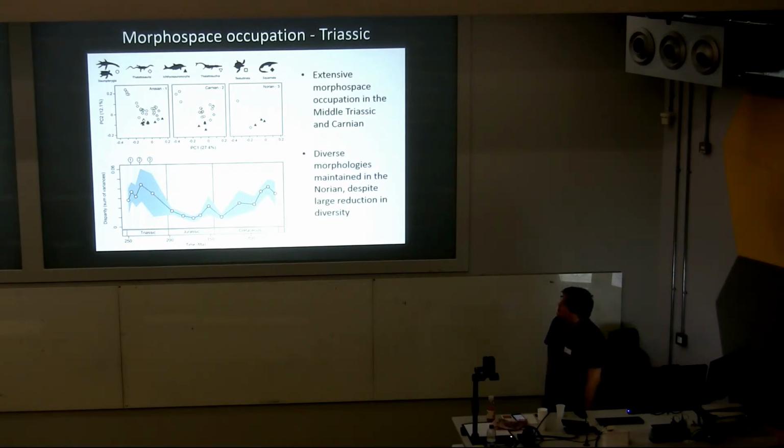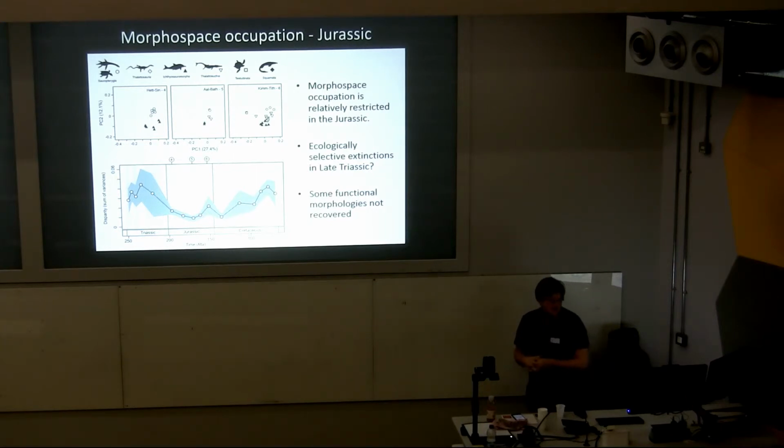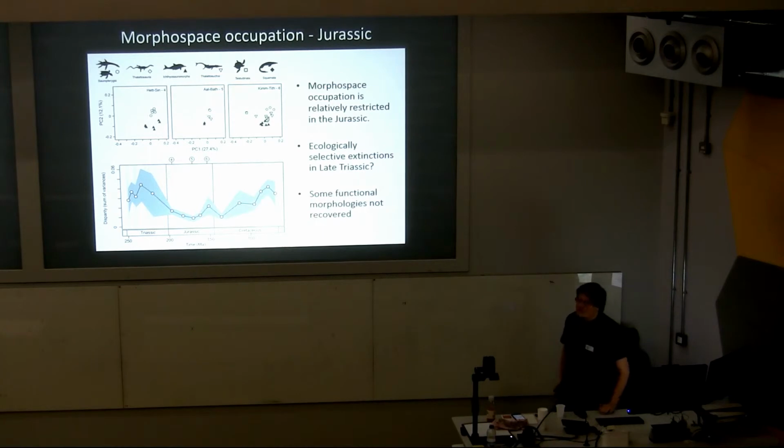But although you have reduced diversity in the Norian, the range of morphotypes seen is still quite large. If you compare this Triassic morphospace occupation to the Jurassic, you can see that it's far more condensed within the Jurassic. Here I've sampled an interval from the early, middle and late Jurassic, and you can see all forms are clustered closer together, which goes towards explaining their reduced disparity.